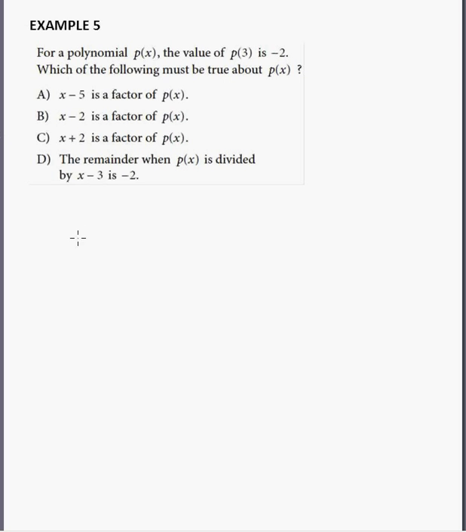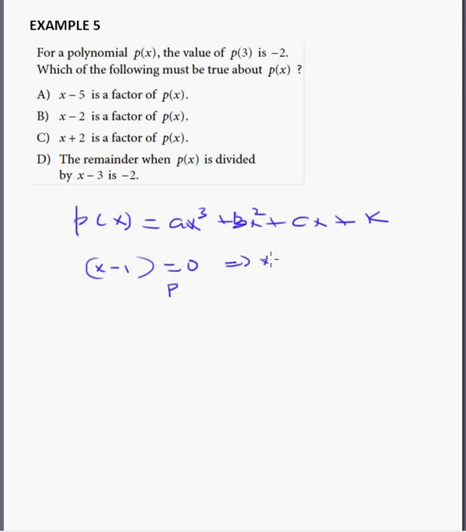Generally, when you have any polynomial p(x), depending on how you define it, let's say p(x) is equal to ax^3 + bx^2 + cx + k. This is a polynomial. Now, if x minus 1 is a factor of this polynomial, that means when I set it equal to 0 and get x equal to 1, p(1) will be equal to 0 if this is a factor.